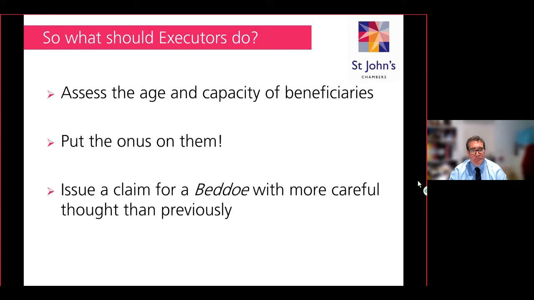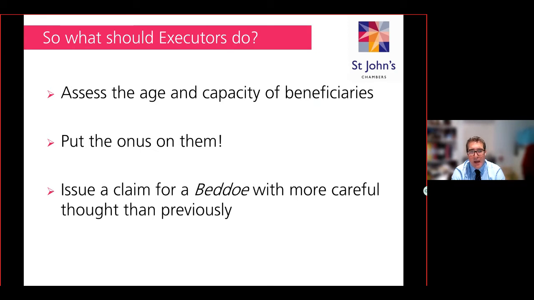So, what should executors do? Well, this used to be a relatively easy situation, didn't it? Because a cause of action which the deceased had, which might want to be prosecuted, vested in the administrators or the executors, and it was for them to decide what to do. But the suggestion now is that if we are in a situation where the beneficiaries are all of full age and capacity, and the first thing to do is assess who your beneficiaries are, then in reality, you need to put the onus on them to take up the mantle and lead with these claims.